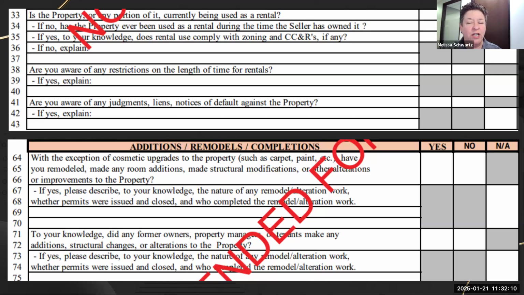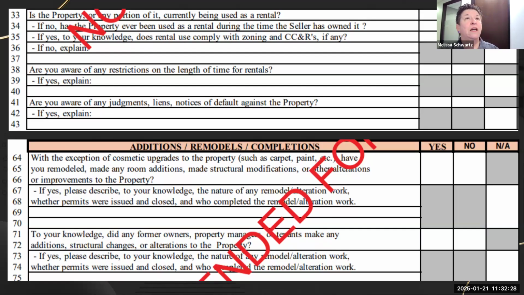Describe to your knowledge the nature of any remodel alteration work, whether permits were issued and closed, and who completed the remodel alteration work. However, if 2 lines is all they're giving you, you're going to need more room to fill that in. So I hope people don't skip that.